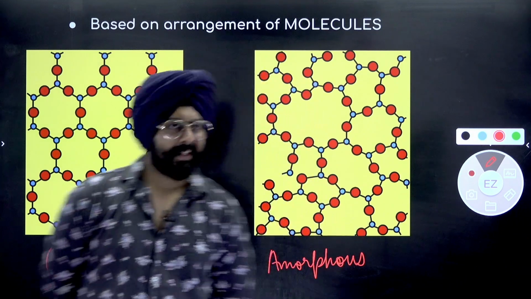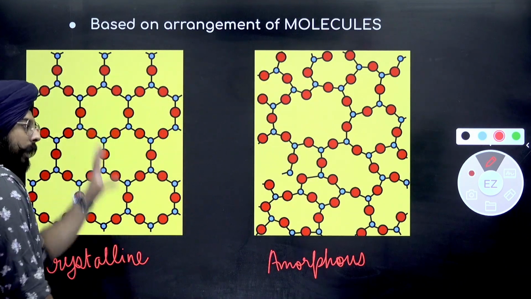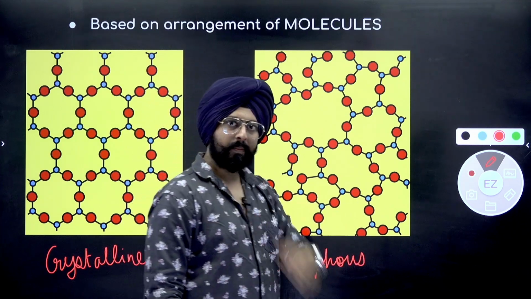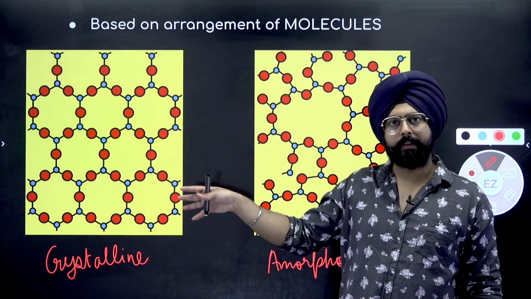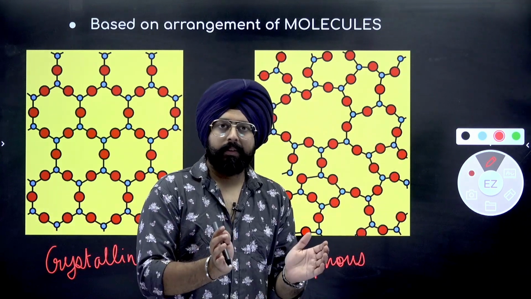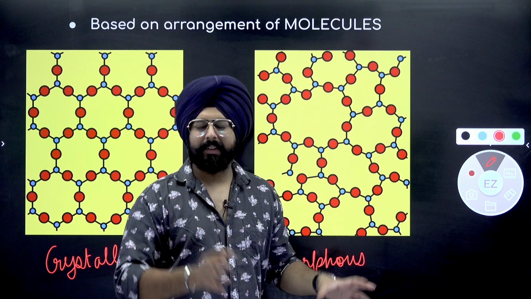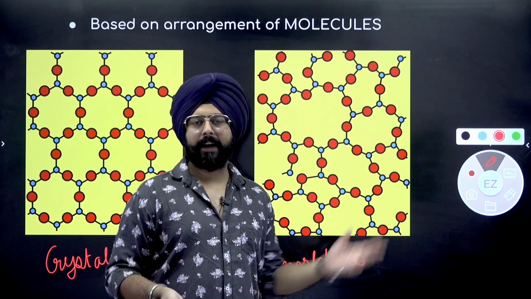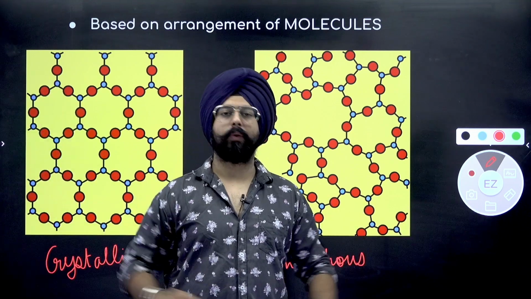Got it? Crystalline arrangement, well defined. Amorphous arrangement, sort of random. Both of them are solids, by the way. Okay? This is a random arrangement, but the atoms or the constituent particles are still close to each other. Random arrangement does not mean, okay, now it's a liquid.